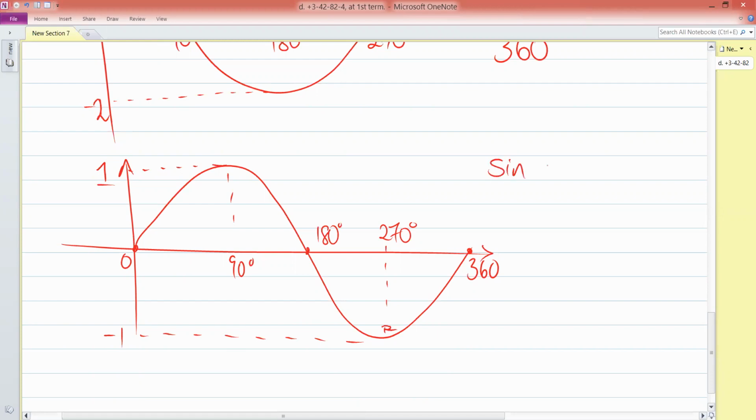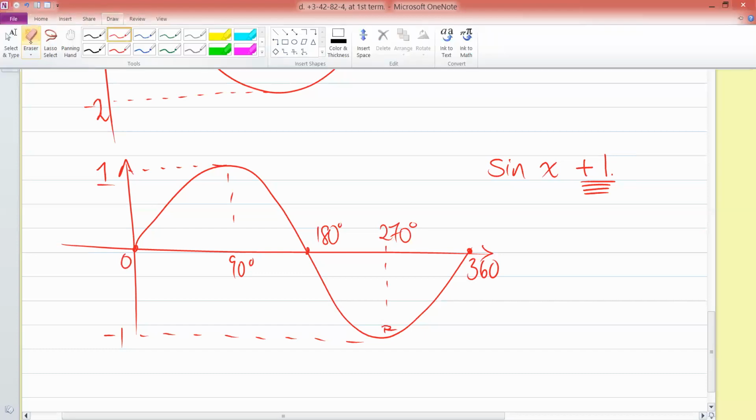Now, what have they done this time? They've said sine x plus 1. So what's going to happen to your y values or the entire sine x graph here? It's going to shift up 1. Perfect. So the entire graph is going to shift up 1 unit. So what do you think your new max and min values are going to be?